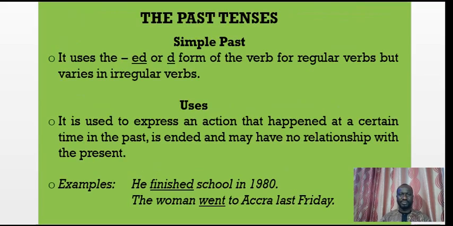The past tenses, simple past. One, it uses the ed or d forms of the verb for regular verbs but varies in irregular verbs. Two, it is used to express an action that happened at a certain time in the past. It has ended and may have no relationship with the present. He finished school in 1980. The woman went to Accra last Friday.